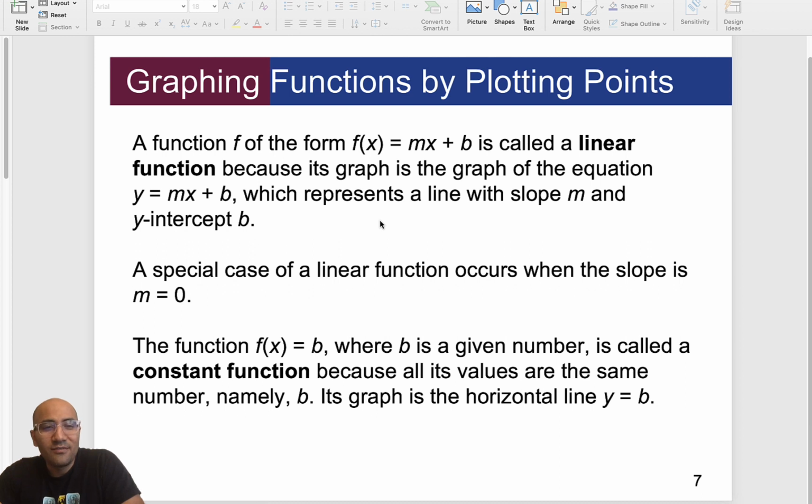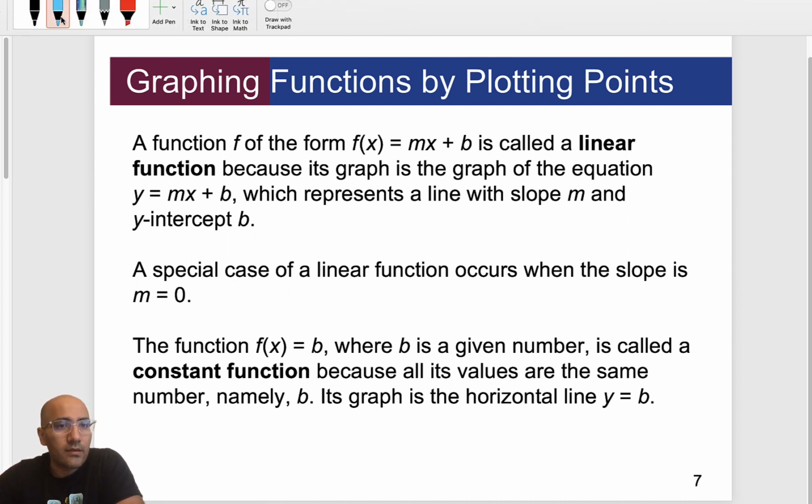So a function f of the form f(x) = mx + b is a linear function, as we've been working with already, because the graph of the equation y = mx + b represents a line with slope m and y-intercept. This author keeps doing this. It's not y-intercept b, it's y-intercept (0, b). And then we have a special case, linear occurs with m equals 0.